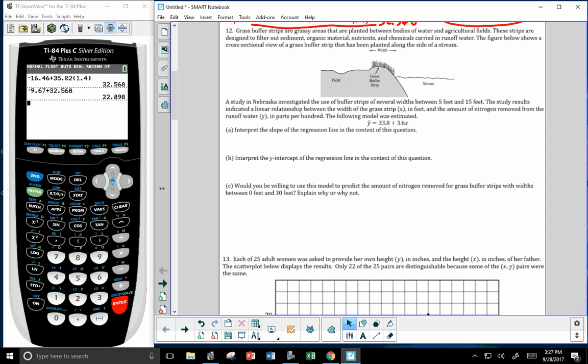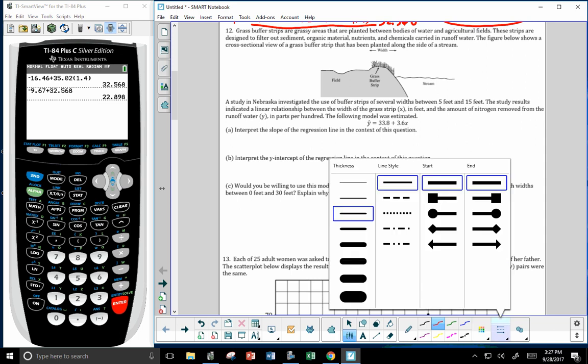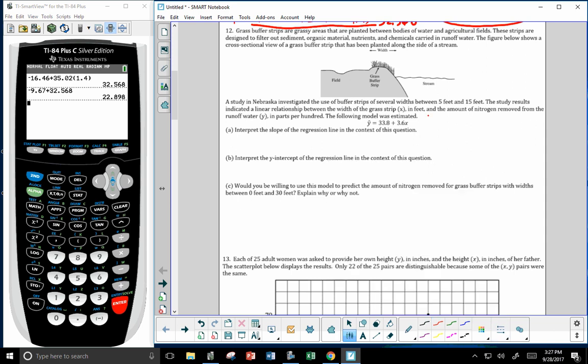We didn't really have a specific unit for that. It says it's in parts per 100, but it wasn't like feet or inches or kilograms or something. So we're just going to say nitrogen removed. So our slope will say, for each added grass strip, representing 1, we predict an increase of 3.6 nitrogen removed.